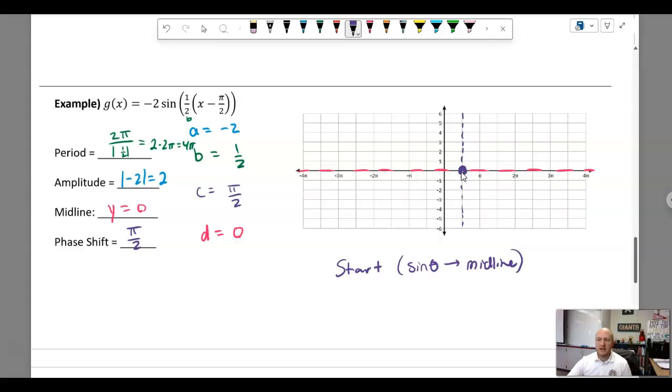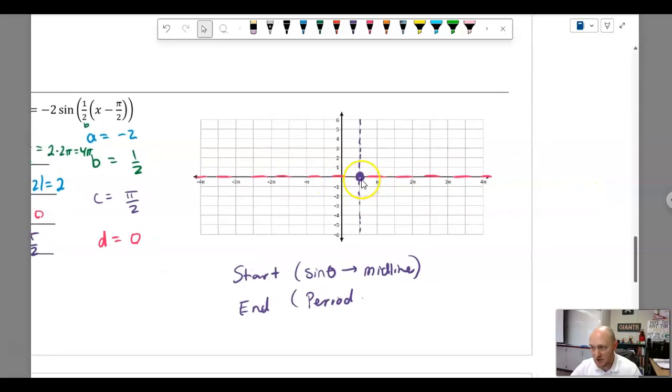And then I need to know, where do I end? This is where period is going to come into play. The period is 4 pi. So notice I'm already pi halves this way, so 4 pi would be here, means pi halves is going to be right over here. I'm off the graph a little bit. So for our purposes, I'll just do that, because then we want to go ahead and start to graph our key points, right? So we want next the key points.